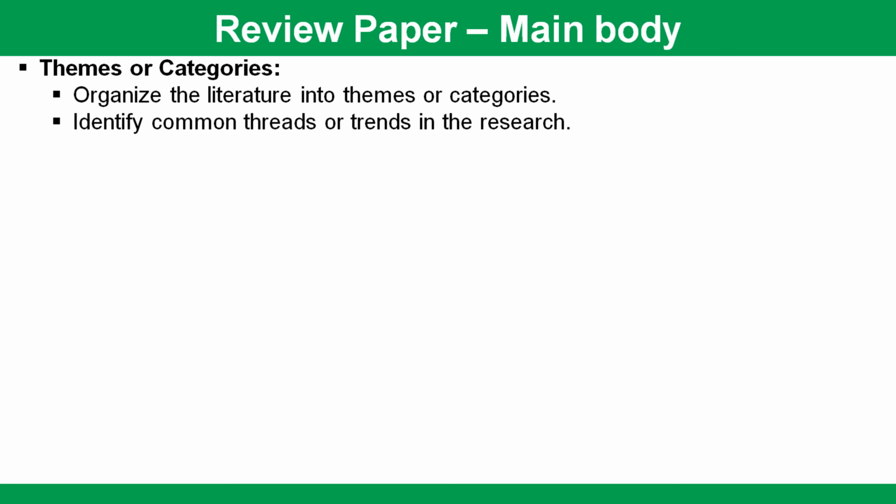Here, we will focus on the key components and strategies for drafting the main body of the review paper. Organize the literature into themes or categories to provide structure and coherence to your review. Identify common threads or trends in the research that emerge across different studies.